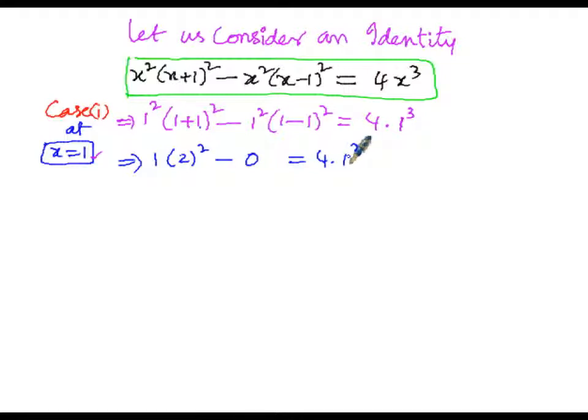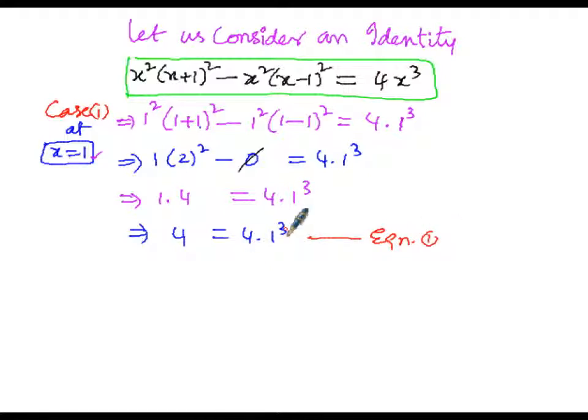Then that implies 1 into 2 square is 4. We can strike off this 0. Then the next logical step will be that is equal to 4 into 1 cube. 4 ones is 4. So that implies 1 into 4 is 4, that is equal to 4 into 1 cube. So here let us suppose this as equation number 1. 1 cube is 1, 1 repeatedly multiplied thrice, 1 into 1 into 1 is 1, 1 into 4 is 4, which is equal to 4.